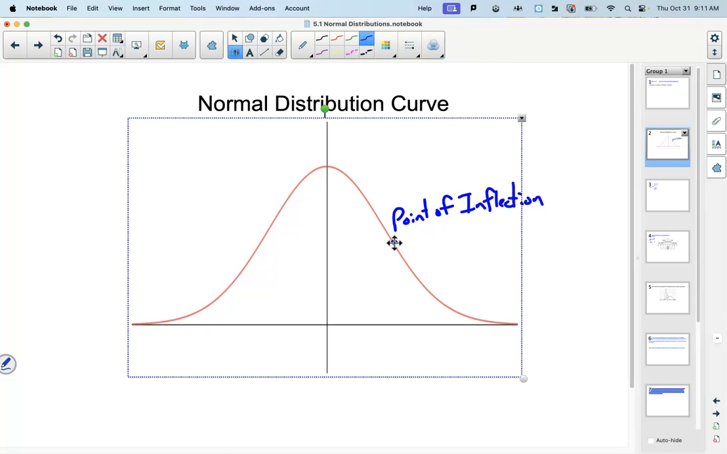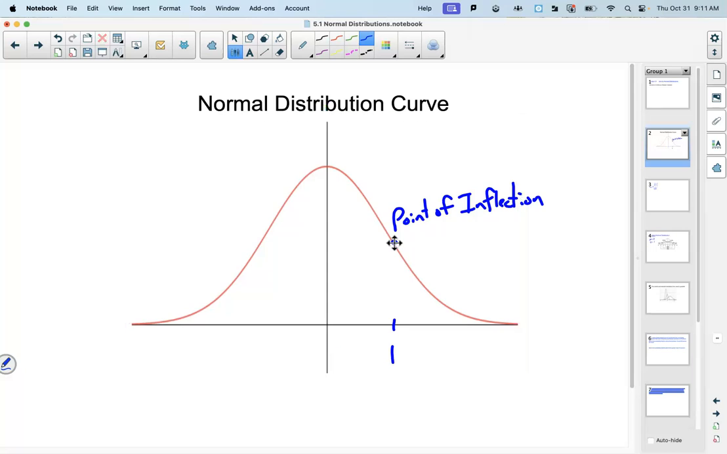And that point of inflection comes exactly 1 standard deviation away from the mean. So if the mean is 0, that's 1. Or if this is mu, this is mu plus 1 standard deviation. And the same thing's on the other side. So going straight across, there's another point of inflection. This is where the mean minus 1 standard deviation is.